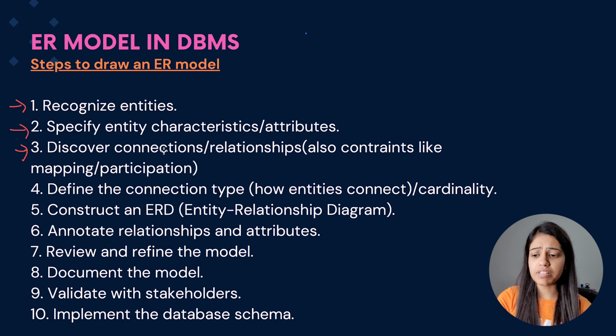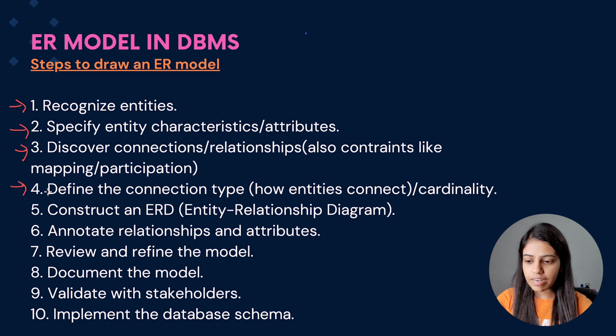Now the third step is to discover connections and relationships, also constraints like mapping and participation. Now we need to discover the relationship that the library has books. So there is a has relationship, that library has books. Now there are some mapping constraints, that is, what the relation would be: one to one, one to many, many to many or many to one. What would be the participation constraint? Is it a total participation or is it a partial participation?